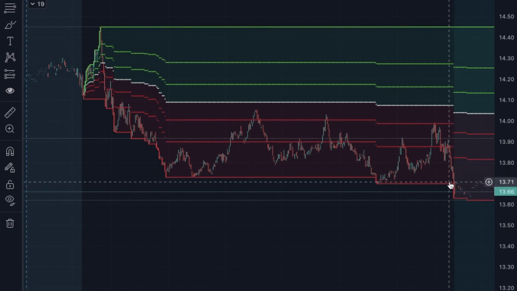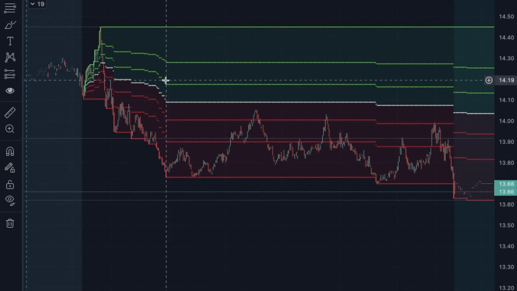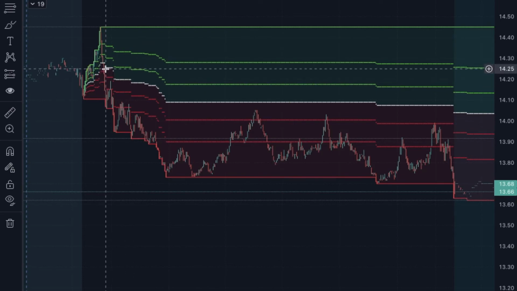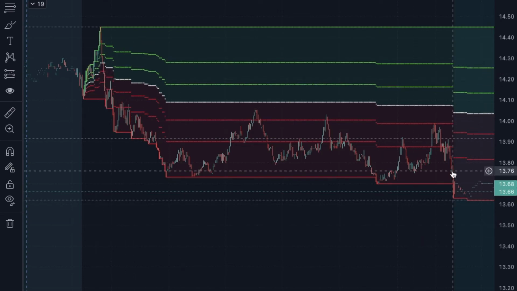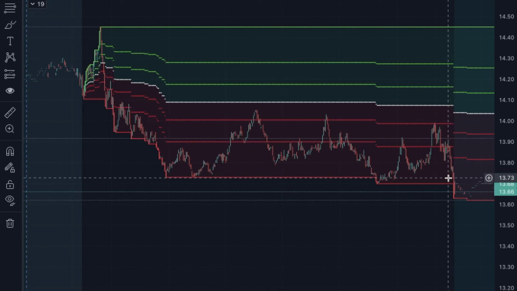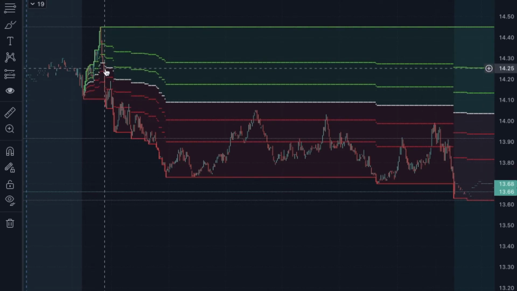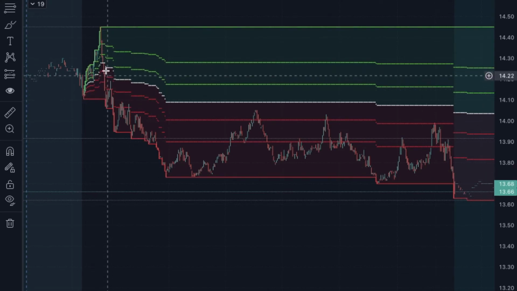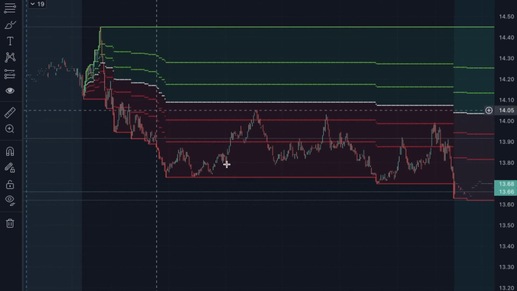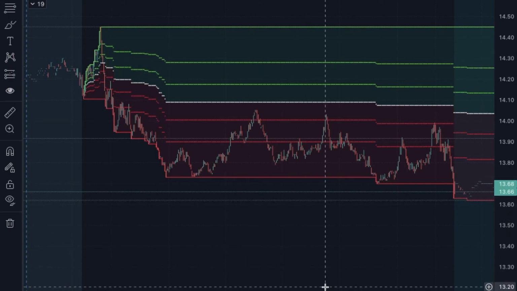So if you held onto this trade for the entire day and you entered into a sell at about 9:54, you would have been profitable. The price dropped from approximately 14.25 to 13.68. Now that doesn't sound like a lot, but in large amounts it is. If you're trading options, it is.